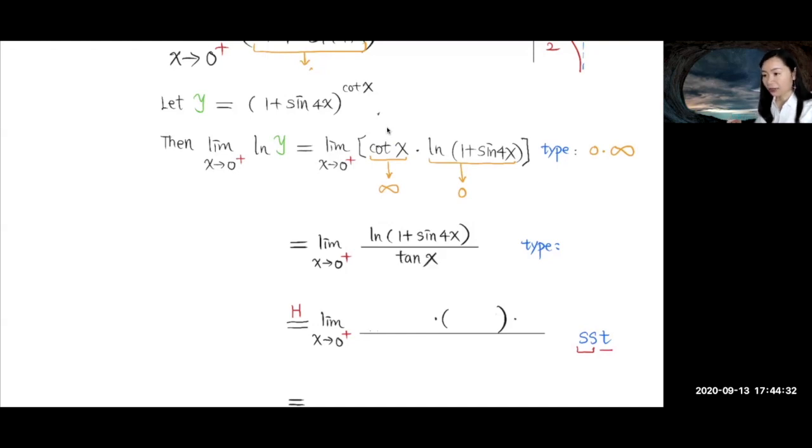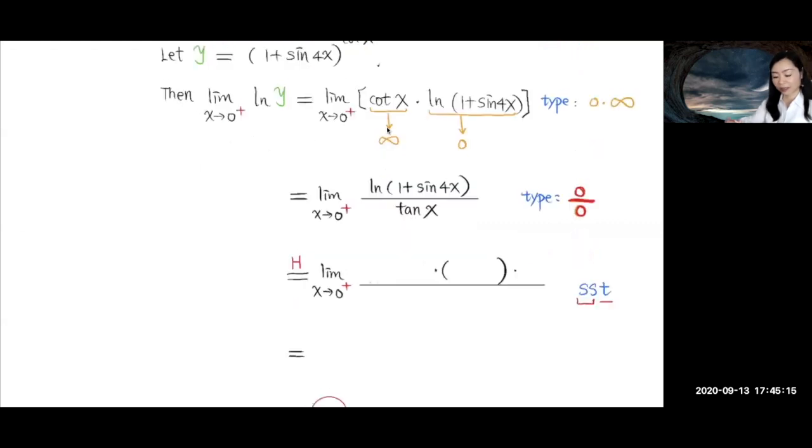So let's see what type this is. So this is a type 0 over 0. As x approaches 0, tangent x goes to 0. And this numerator here approaches ln of 1, which is also 0. So it is a 0 over 0 type. Actually, I should make this one red over here, because that is one of the two emergency types right here. So I'm going to make this one red. Okay. So we're going to rush to the hospital and apply L'Hopital's rule directly.